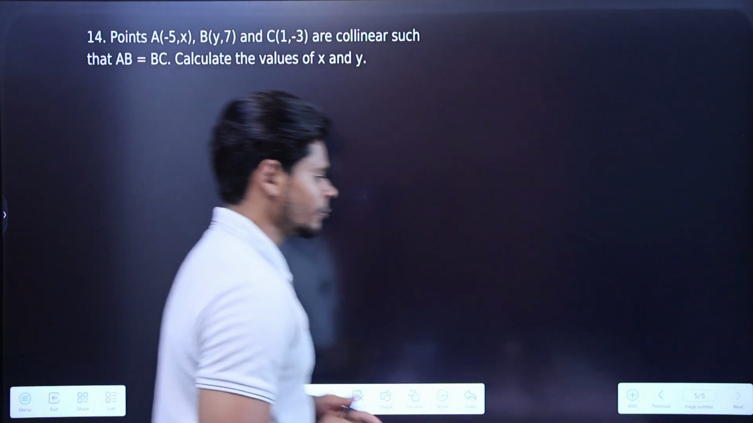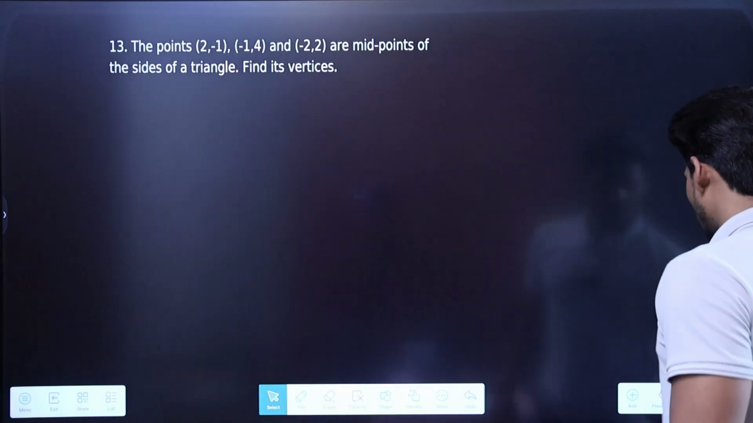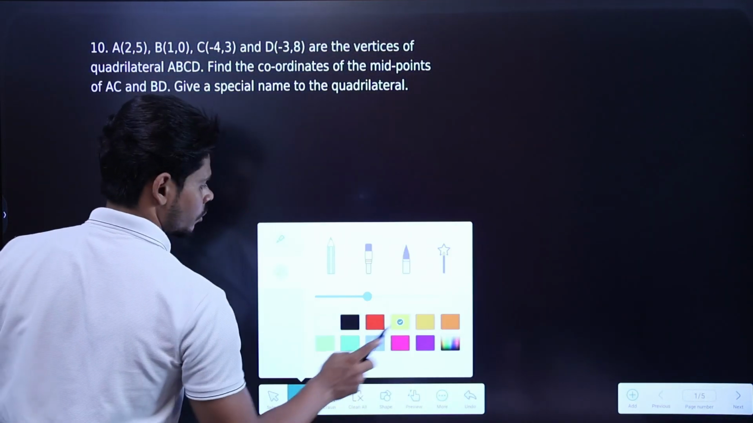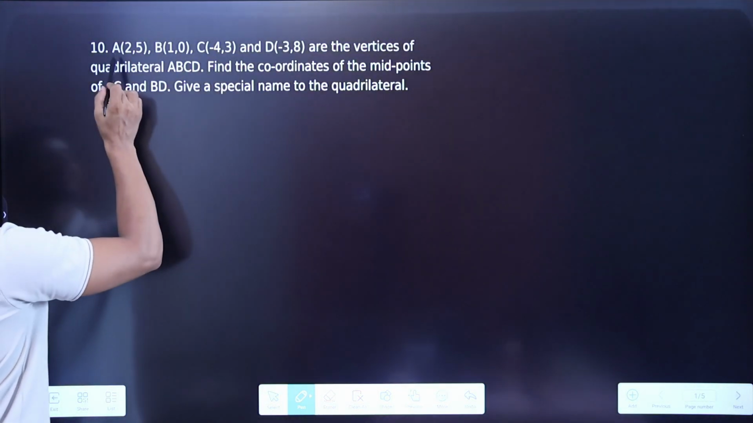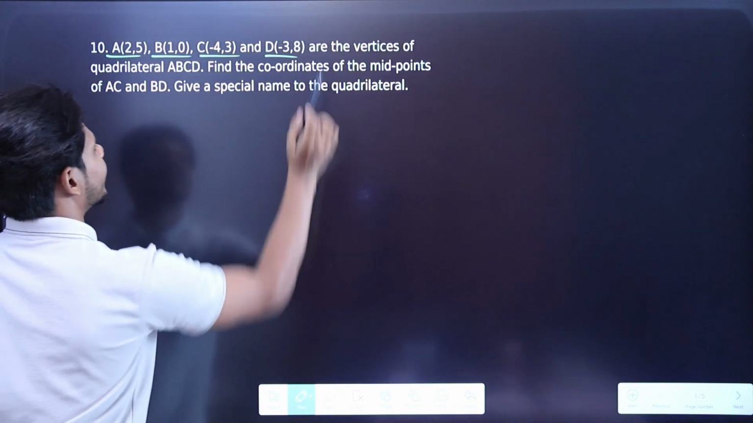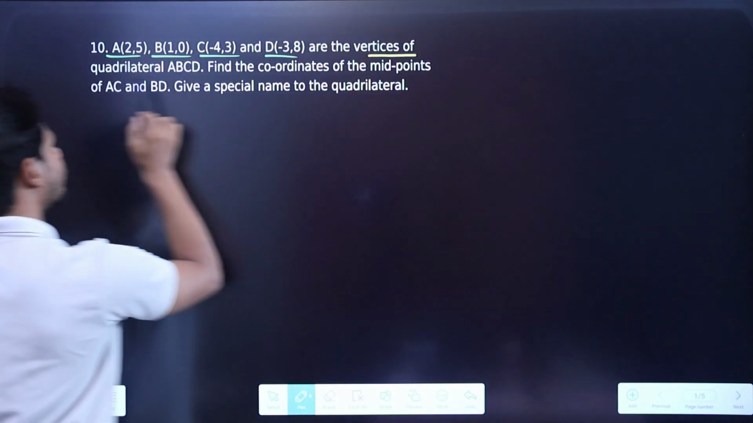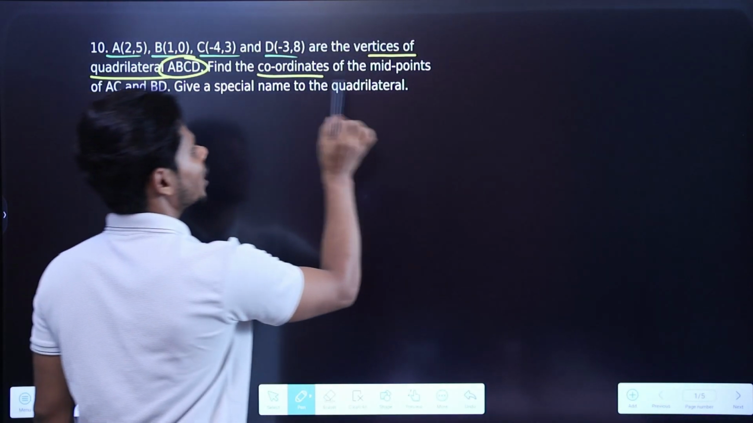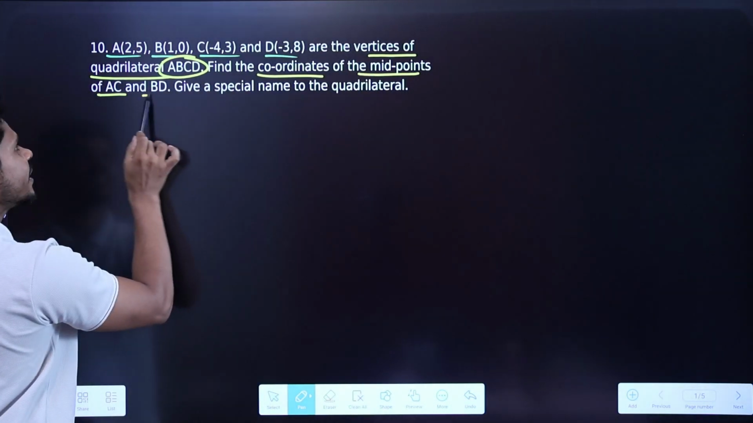So we were doing section formula and midpoint formula. Let's start doing questions. That's the first question for today's session. We are given A, B, C and D are the vertices of a quadrilateral. Which quadrilateral is not mentioned here. Then we have to find the coordinates of the midpoints of AC and BD.